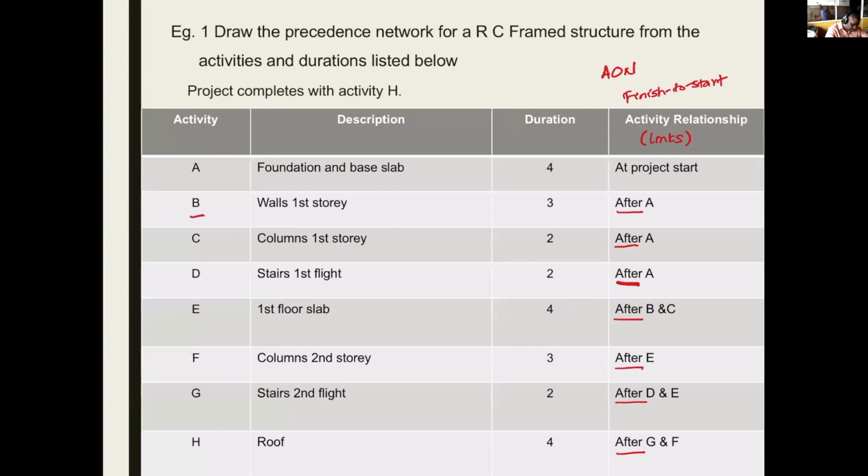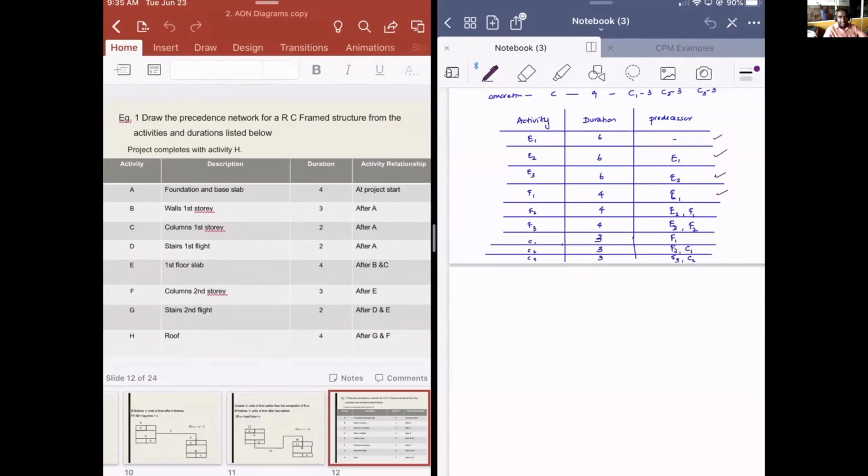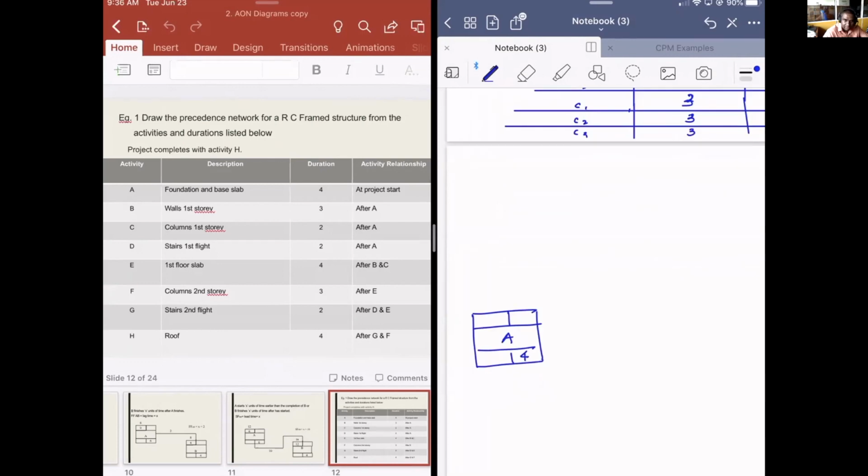So B should be done after A. From A to B, there should be a finish to start link. So this is the predecessor, and this activity here is the successor. That is the first thing that we need to understand. We'll try to work this out. We'll draw the network first. Now A is an activity, which means we have to draw a rectangle for A. I'm drawing this for A, and the duration is 4. This is the only thing that we can mark here.